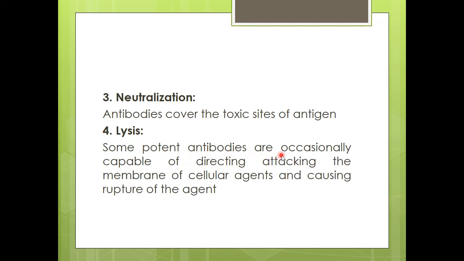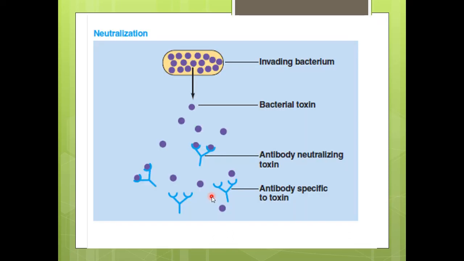the potent antibodies are capable of directly attacking the membranes of the cellular agents and causing rupture of the invading agent. This is known as lysis. Now this diagram shows us neutralization. This is an invading bacterium and this is the toxin released from this bacterium. The antibody binds with the toxin in such a way that it is neutralized, and its toxicity is reduced or inactivated.